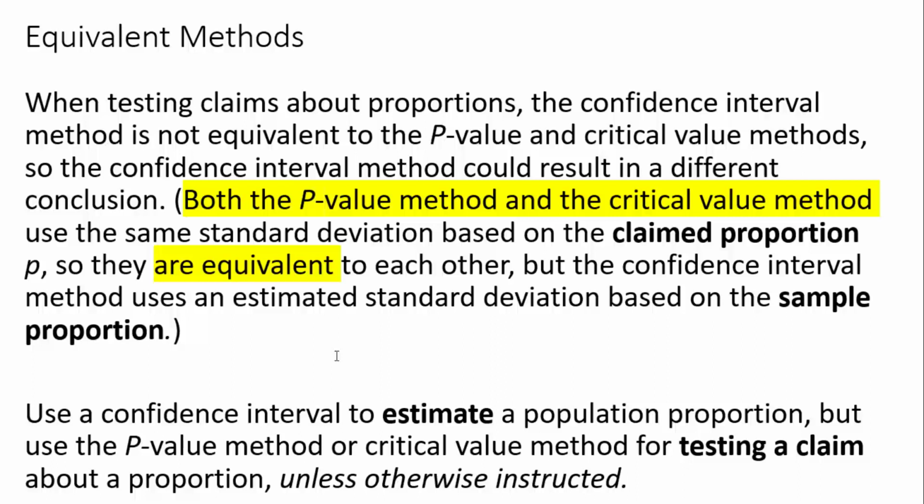So down at the bottom, that last little section here, this is kind of a tip of the day. Only use a confidence interval to estimate a population proportion. Estimating it is different than testing a claim. So we can use a confidence interval to estimate the population proportion, but either use the p-value method or the critical value method for testing a claim. The only exception I would make to that is unless you are otherwise instructed.